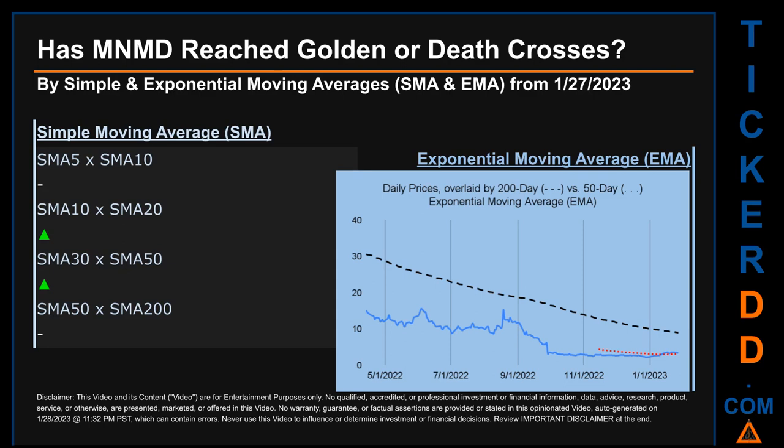Continuing with SMA, we looked across the 5 to 10, the 10 to 20, and the 30 to 50-day ranges to see if golden and death crosses had been reached. We found golden cross signal for the 10 to 20, the 30 to 50. We could not find either golden cross or death cross signal for the 5 to 10, the 50 to 200.